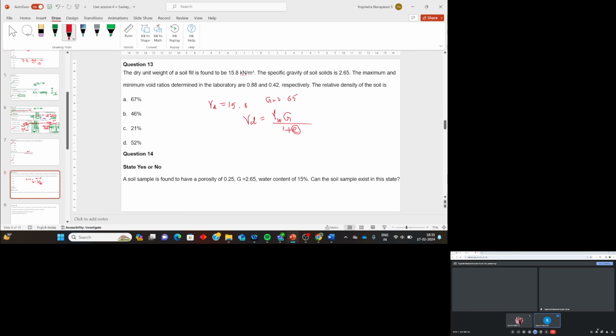Okay, sir. Gamma w you can take as 9.81 or 10, whichever it is. Accurate value is 9.81. What is the value of e you are getting? e is equal to 0.64.